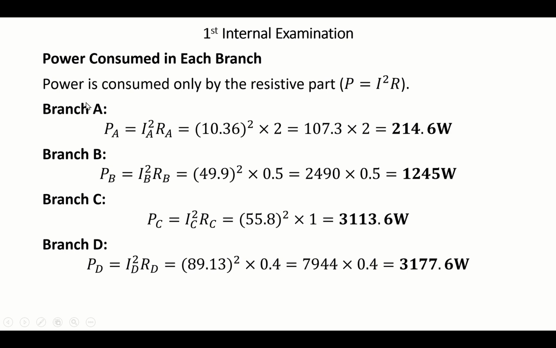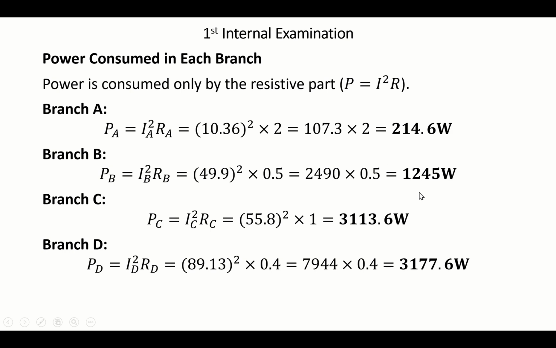Since the question asks about consumption of power, power is normally, as I told you in the classroom, consumed only by the resistor. So the question asks about the power that is being consumed or dissipated, which is normally done by the resistor. In branch A we have one resistor of 2 ohms, and the current we found was 10.36 amperes. So I square R gives us 214.6 watts, which is being dissipated or consumed in branch A.